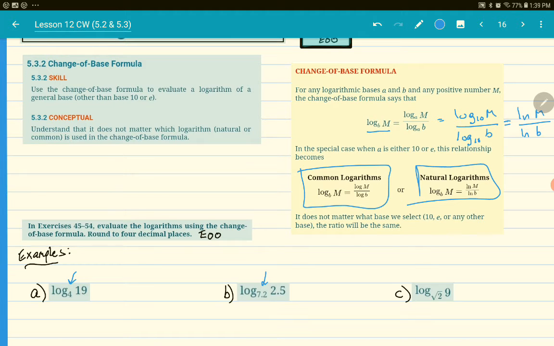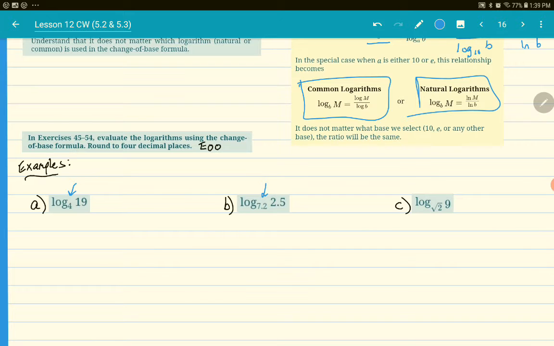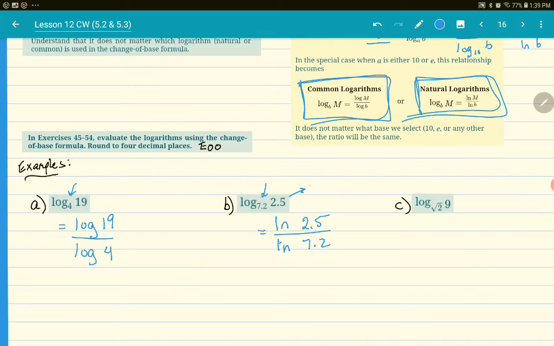So I'm going to scroll up so we can still have our formulas to convert to the common log and the natural log. And I'll look at a here. Let's go to the common log on this one. So I'm going to rewrite this one as log base 10 of 19 over the log base 10 of 4. And I'm going to just punch that into the calculator. Before I do, though, I'm going to show you how it can also be natural log. So for b, I can rewrite that as ln of 2.5, so that's log base e of 2.5 over log base e of 7.2. So here I'm changing to a base of e. Here I'm changing to a base of 10.